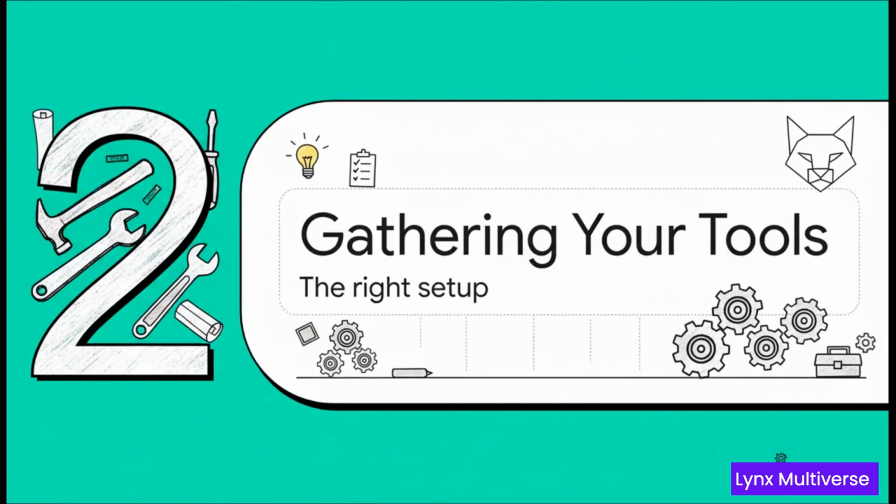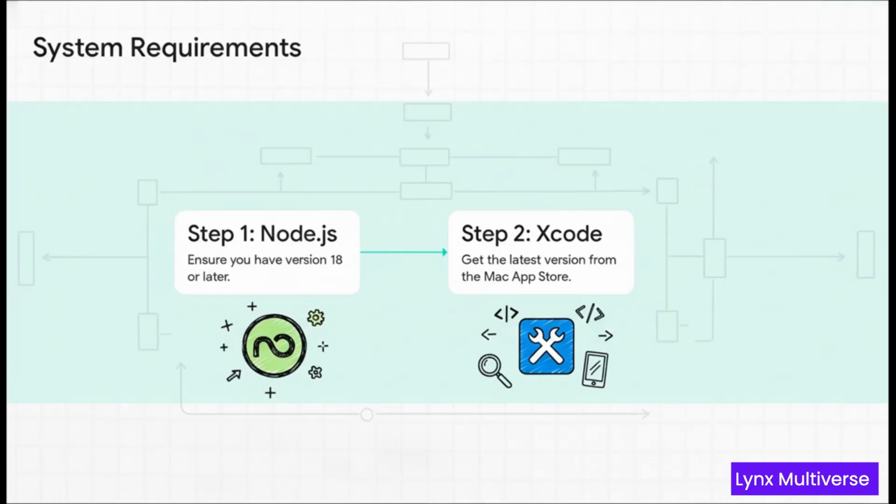All right, so we've got our main tool, RSpeedy. Now let's make sure our workshop is ready to go. You know, just like any good project, we've got to get our setup right before we can start building. But don't worry, there are only a couple of things we need. First up, you're going to need Node JS. Make sure you have version 18 or something newer.